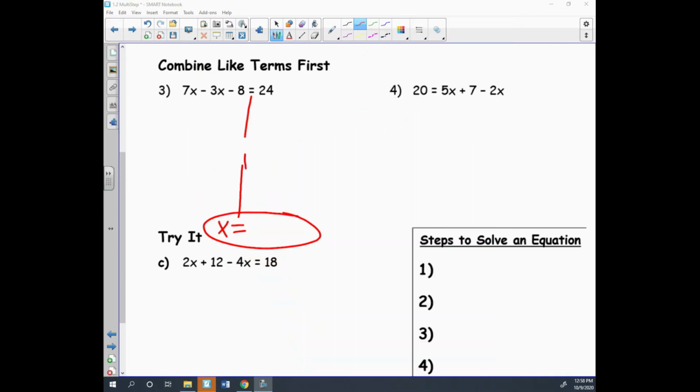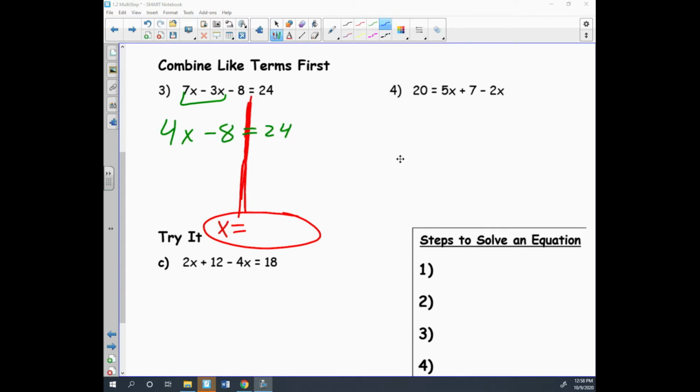Sometimes we have like terms. And so if we can combine those, we want to do that. So we have 7x minus 3x. 7 minus 3 is 4. So if I have the x's with it, same thing, except 4x. Minus 8 equals 24. Okay?